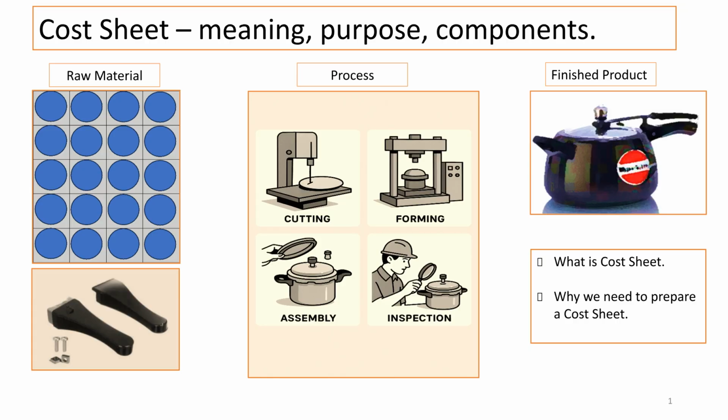First, let us understand how a product is manufactured. In this slide we can see raw material on the left side, that is aluminum sheets and some fittings. These are the inputs. In the middle we can see a manufacturing process to make a pressure cooker, where various processes like cutting, forming, assembly, and quality inspection are involved. And on the right, the finished goods for sale.